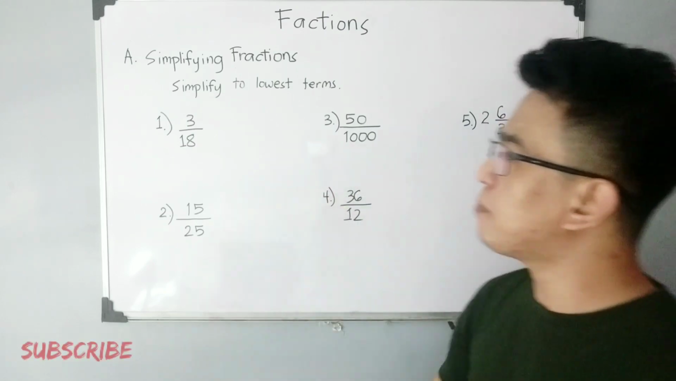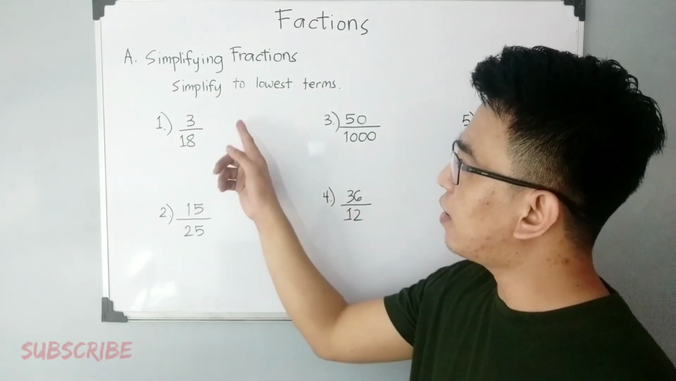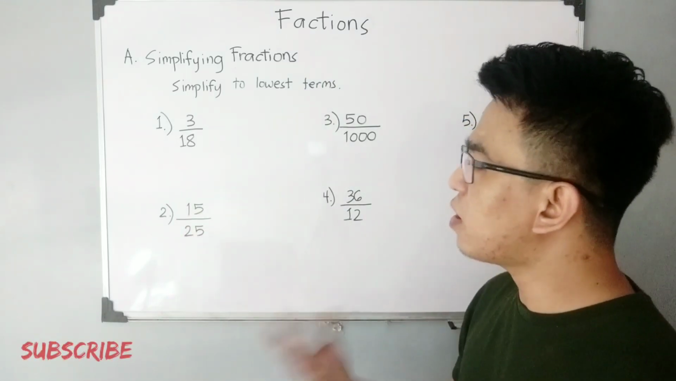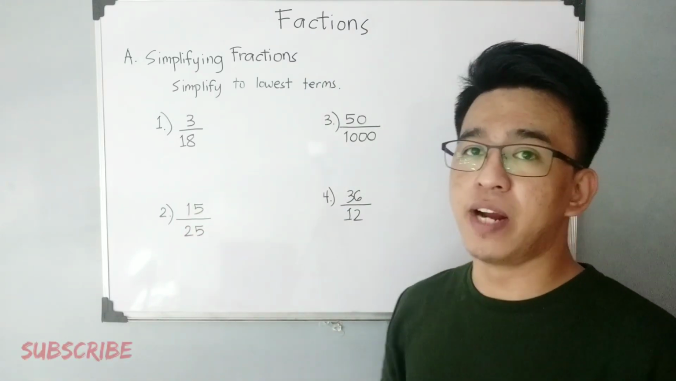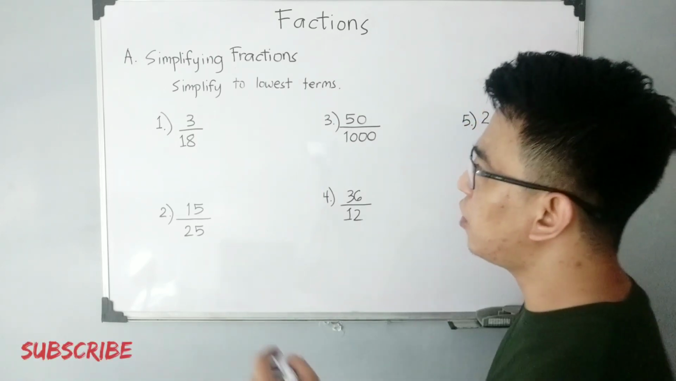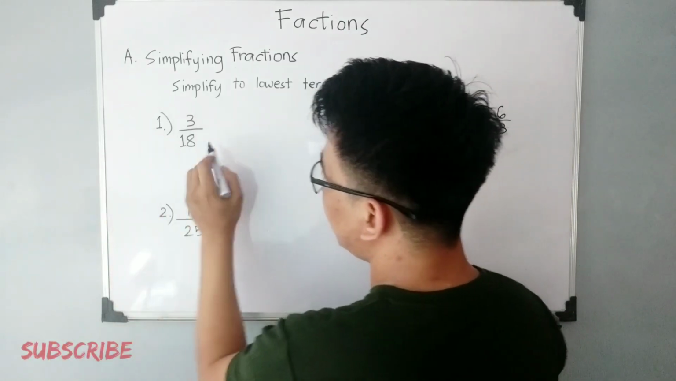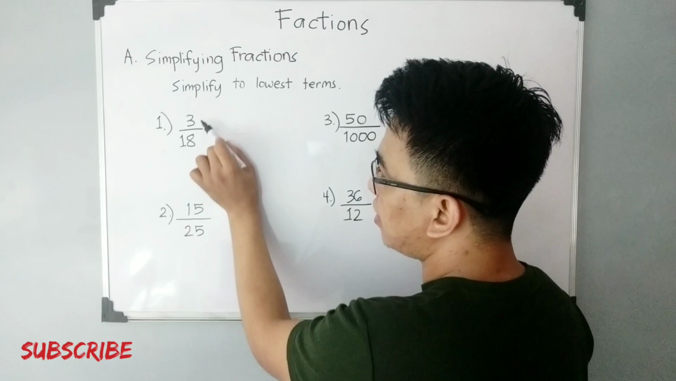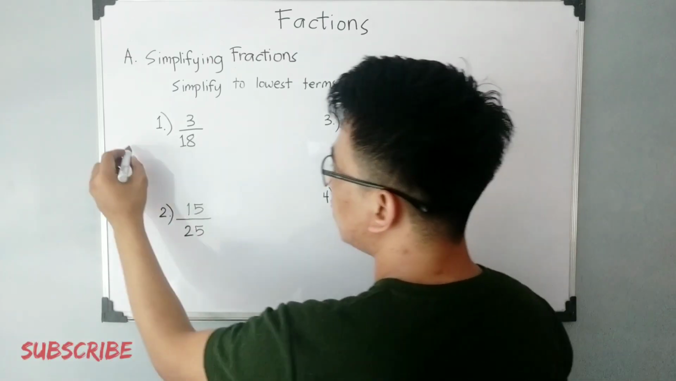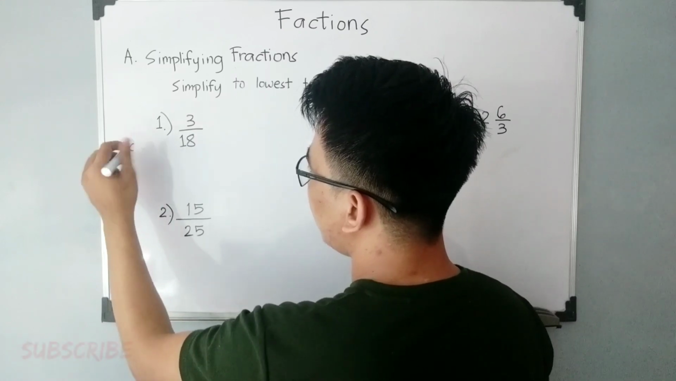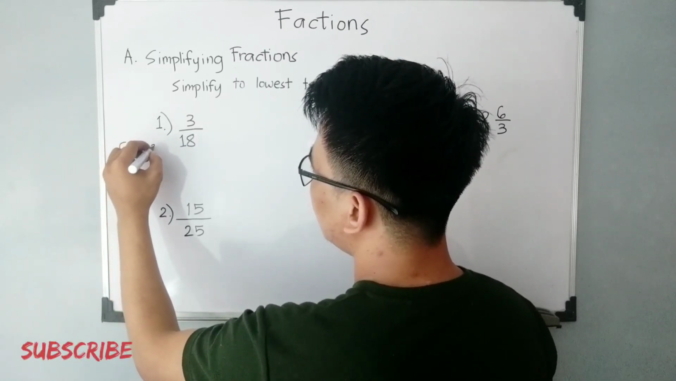So, for item number 1, we are given 3 over 18. Again, 3 over 18. So, sir, paano nga ba sinisimplify ang fraction? Ito yung isang mga tuturo ko sa inyo. Una, you need to find the GCF of the number in your numerator and in your denominator. This is 3 and this is 18. So basically, for 3 and 18, their GCF is equivalent to 3.